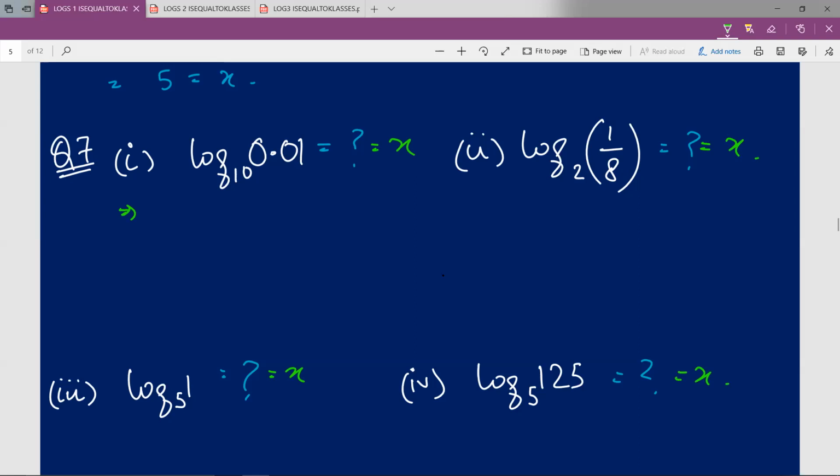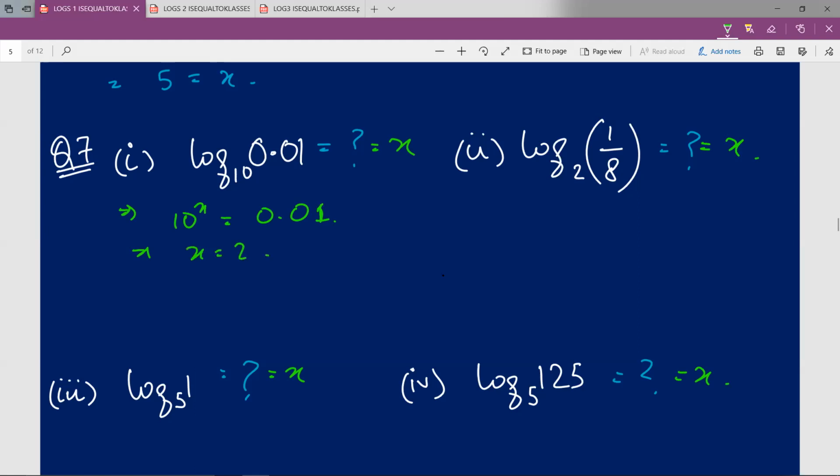So I could write it in exponential form as 10 raised to the power x is equal to 0.01. Same method. Now what power of 10 is equal to 0.01? Now that power will be 2. So therefore x will be equal to 2.